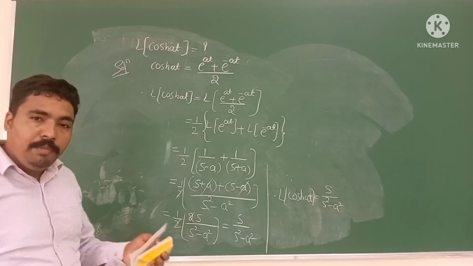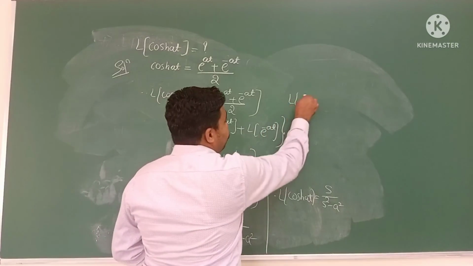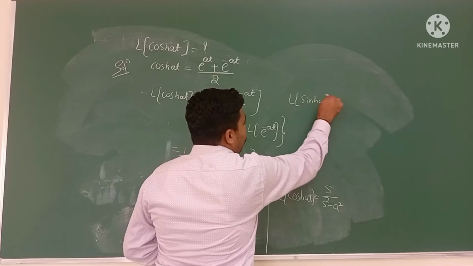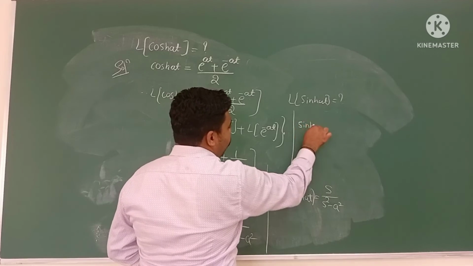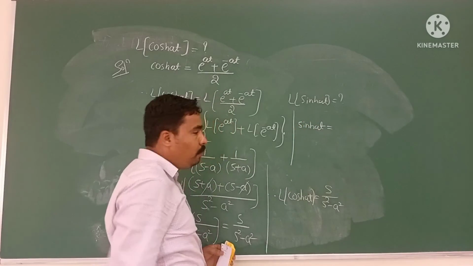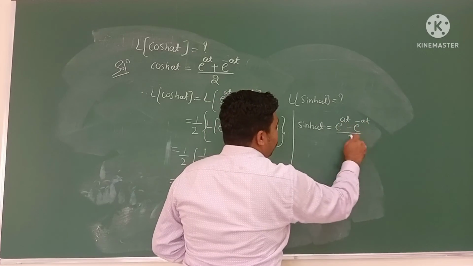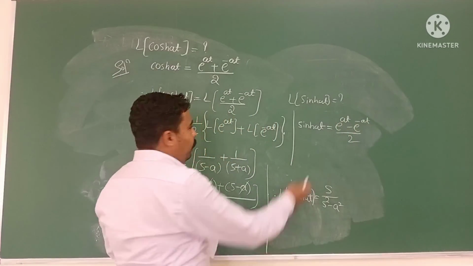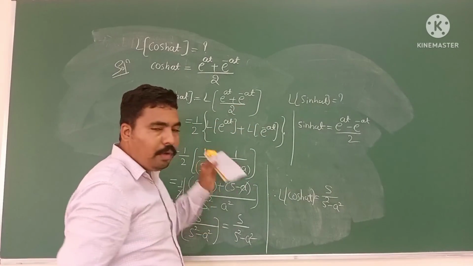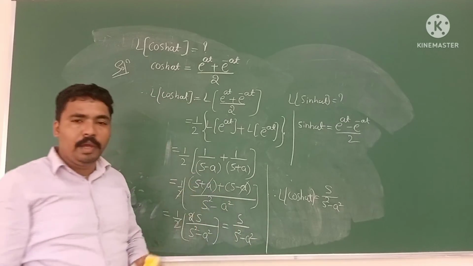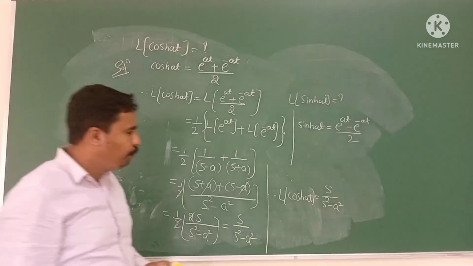Now I will give one assignment for you, dear students, please practice. The Laplace transform of sine hyperbolic at, you have to find out. We should know what sine hyperbolic at is in the form of exponential terms, that is e power at minus e power minus at divided by 2. And if I simplify like this, I can easily get the answer. So that's it for today's session. Very simple. These are all basic formulae we should remember.